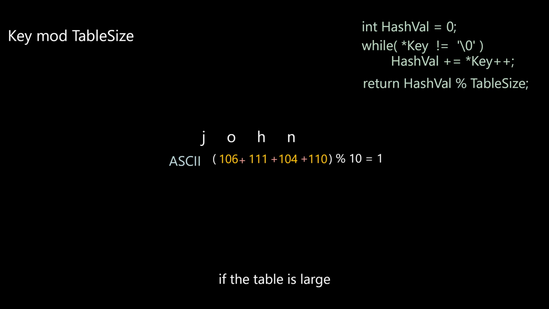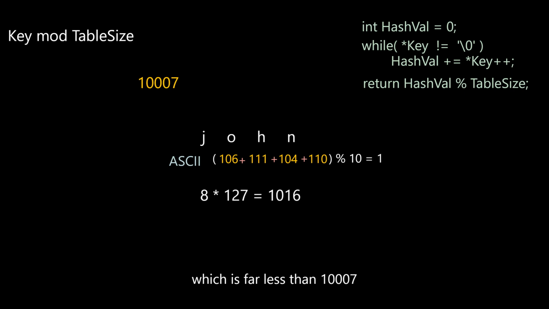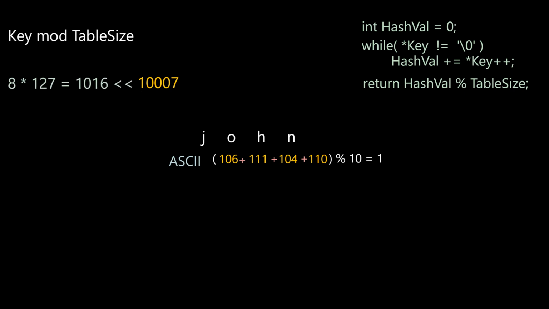However, if the table is large, for example 10007, then suppose that a keyword has a maximum of 8 characters. The largest ASCII number is 127, and the largest total is 1016, which is far less than 10007, not scattered at all. In fact, for example, ABC, BAC, CBA all have the same result.